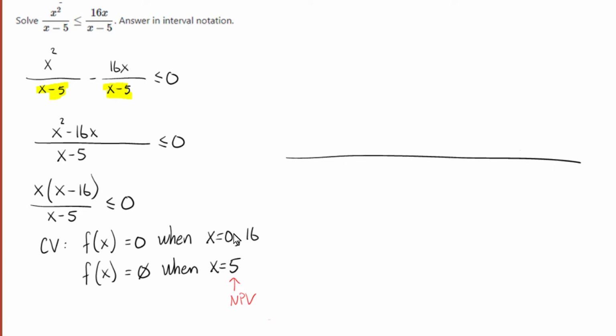We're going to be putting in our three critical points. We have 0, 5, and 16. We are including 0 and 16 because the left-hand side is supposed to be less than or equal to 0. So we're going to put a solid dot right there. We are including 16 as well, but we cannot include 5 because it's a non-permissible value.